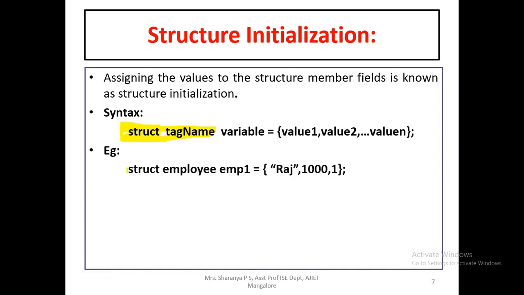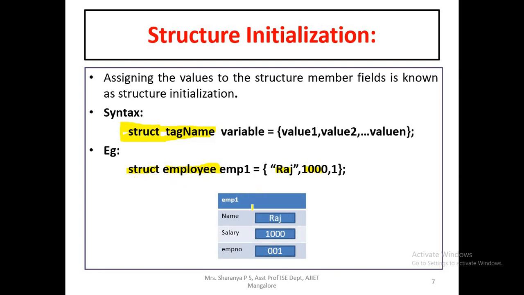Now if you look at the example here, struct employee, and we have created two different structure variables, that is employee 1 and employee 2. Now I am storing the values to employee 1. Are these single values? No, employee 1 will have 3 different values to be stored: name, salary and ID. That's why we store all these values together when we initialize.